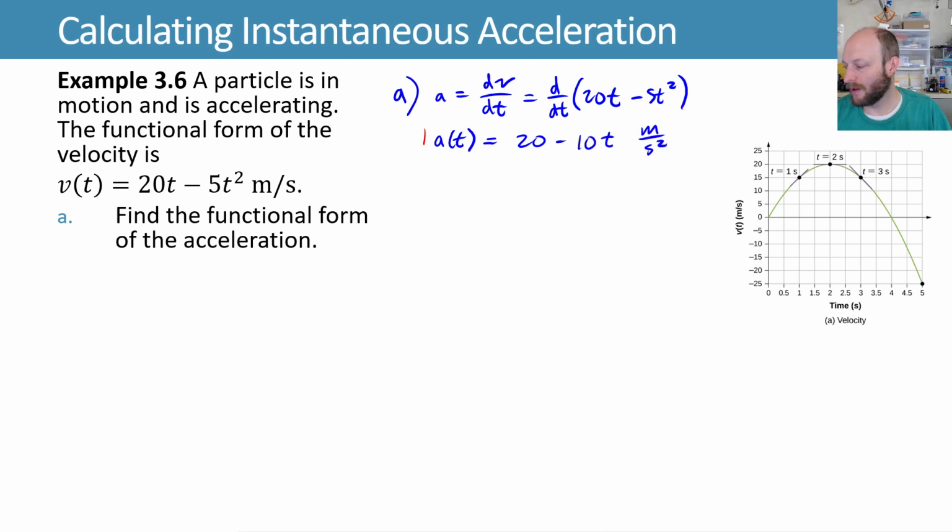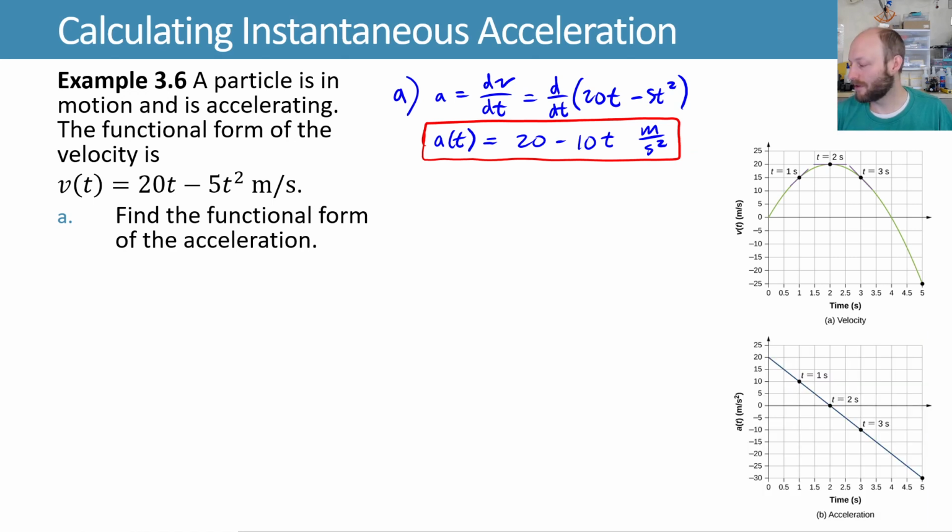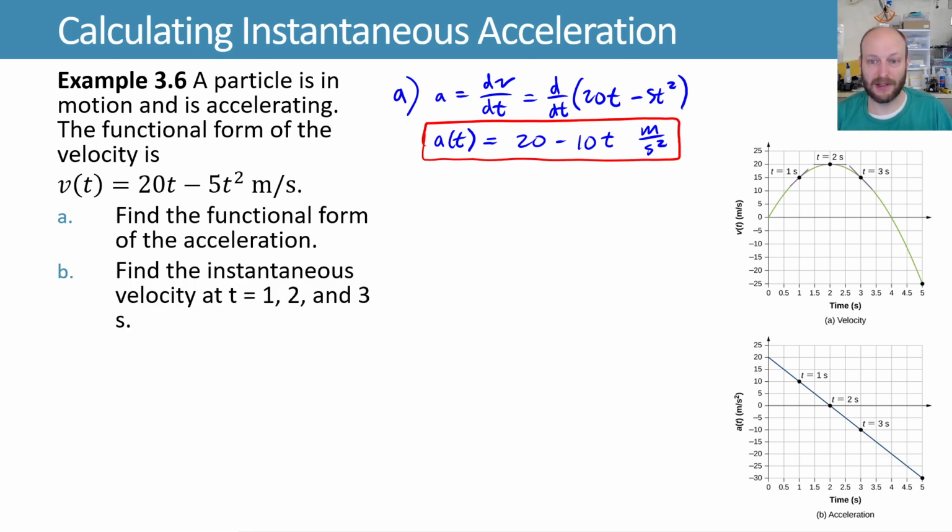So my function is 20 minus 10t, and the units that you should get out, since we've taken a derivative with respect to time, that's dividing by a time. So from meters per second initially, we end up with meters per second squared as my units coming out of that function. We can now plot this, and this looks like a straight line function. So we start at some positive value of 20, and then my acceleration continuously decreases at a constant rate throughout this time interval. Lovely.